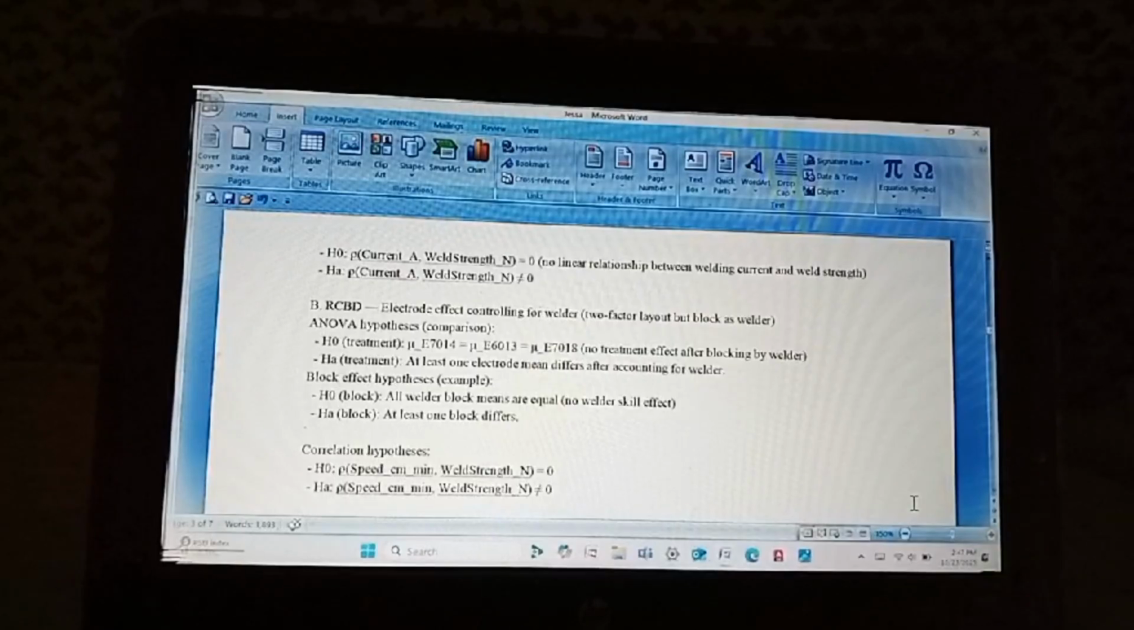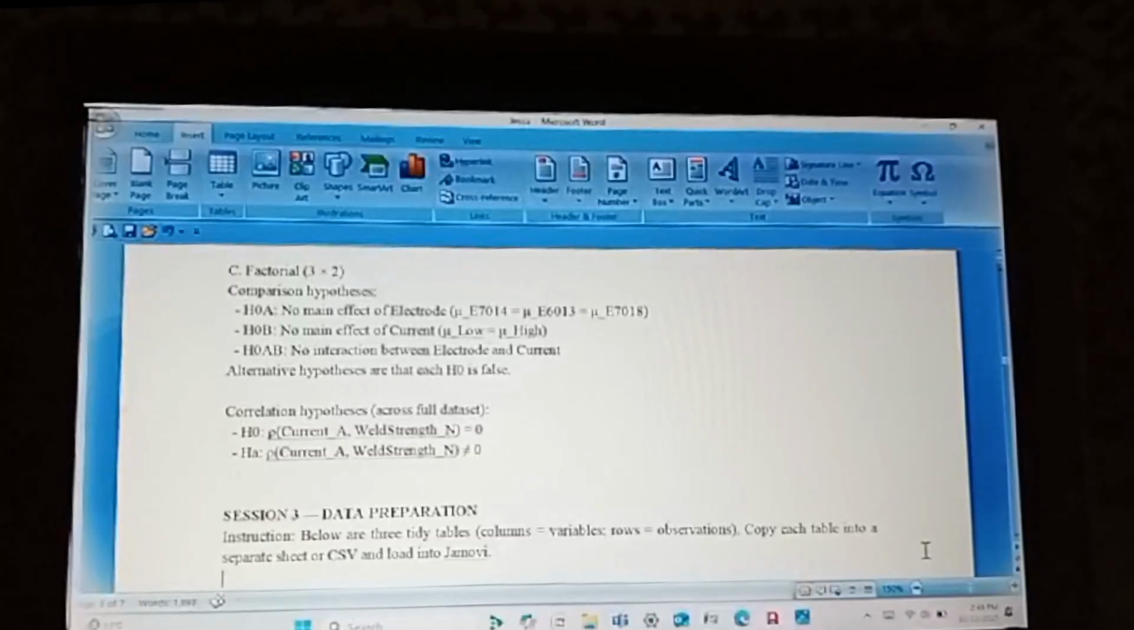Correlation hypothesis. H0: rho of speed cm/min and weld strength equals 0. HA: rho of speed cm/min and weld strength is not equal to 0. Factorial comparison hypothesis. H0A: no main effect of electrode. H0B: no main effect of current. H0AB: no interaction between electrode and current. Alternative hypotheses are that each H0 is false.